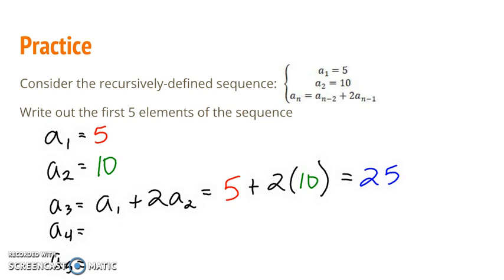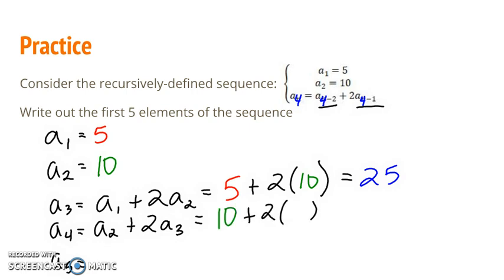Next step, we're ready for a sub 4. That's a sub 4 minus 2, and 2 times a sub 4 minus 1. When I plug that in, 4 minus 2 gives me 2, so I've got a sub 2 plus 2 times a sub 3, because 4 minus 1 gives me 3. My a sub 2 is 10, plus 2 times my a sub 3, which we just found out was 25. So 2 times 25 gives me 50, and 50 plus 10 gives me 60.